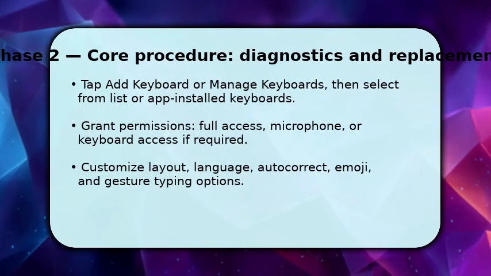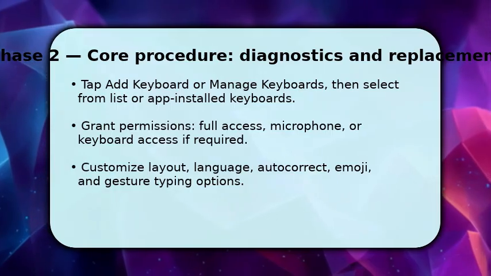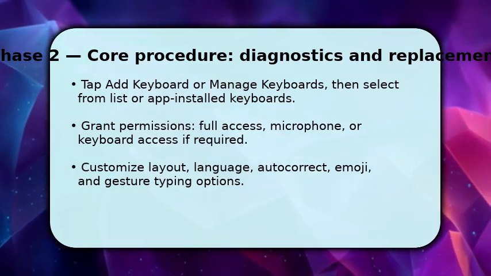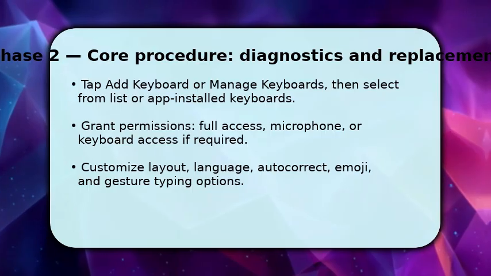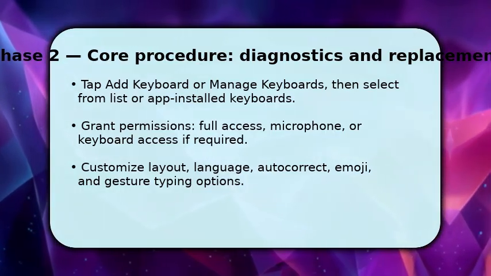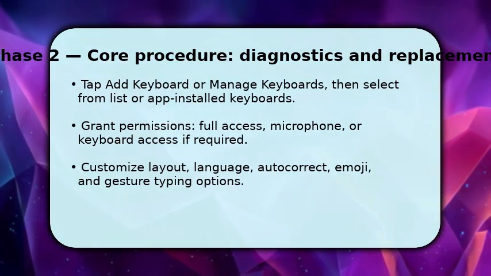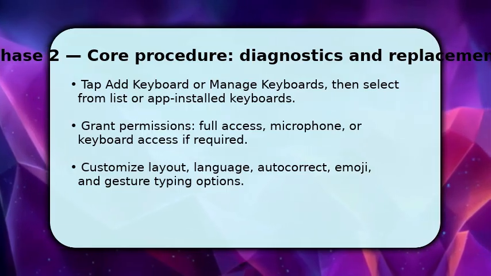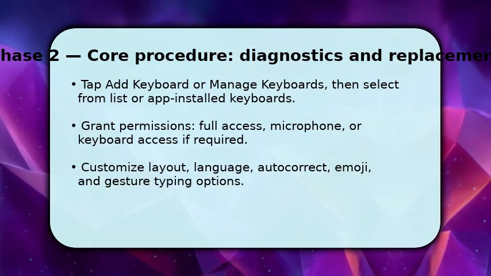Next, tap Add Keyboard or Manage Keyboards to reveal available options. Pick a system keyboard or one you installed from the App Store. Once selected, grant necessary permissions. For third-party keyboards, this often includes full access or microphone for voice typing. Then customize layout and behavior.